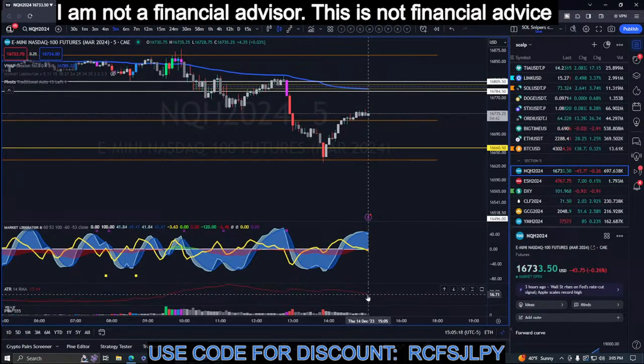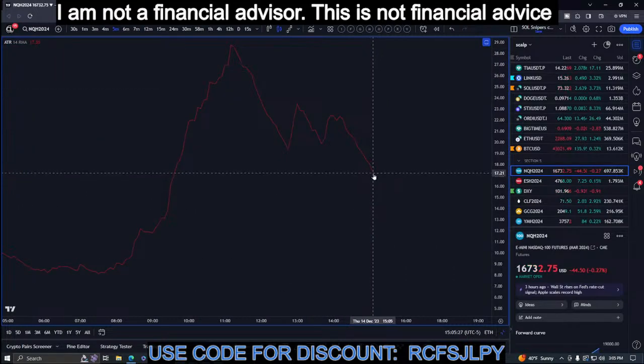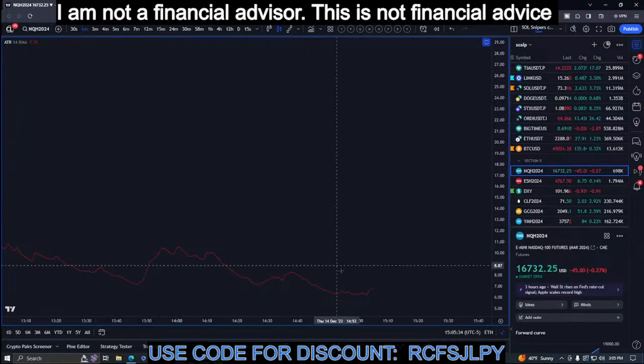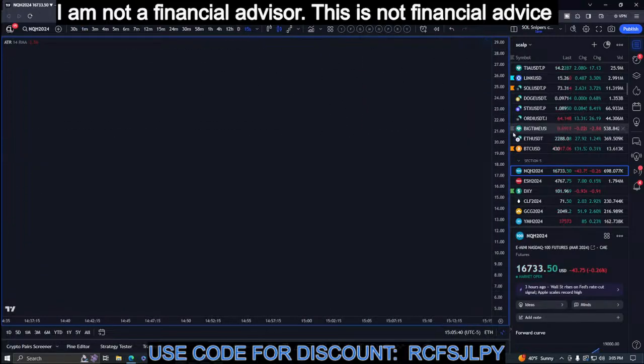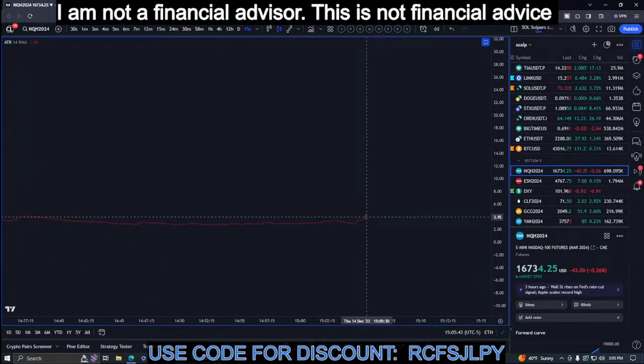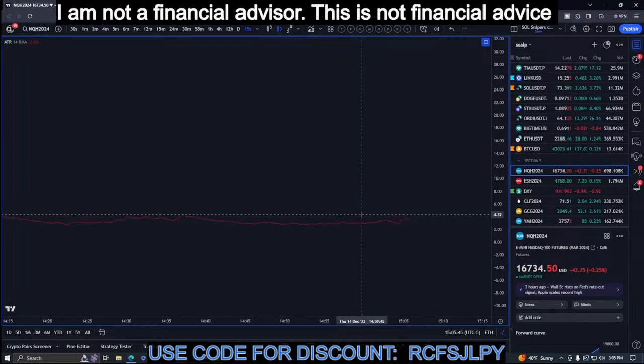This is ATR, average range. So each candlestick signifies how many points it moved. So we're at 17 points per candle on a 5-minute time frame. Go to a 1-minute time frame, you're at almost 7 points. And if you go to a 15-second, you're at about 3 to 4 points on a 15-second candle.